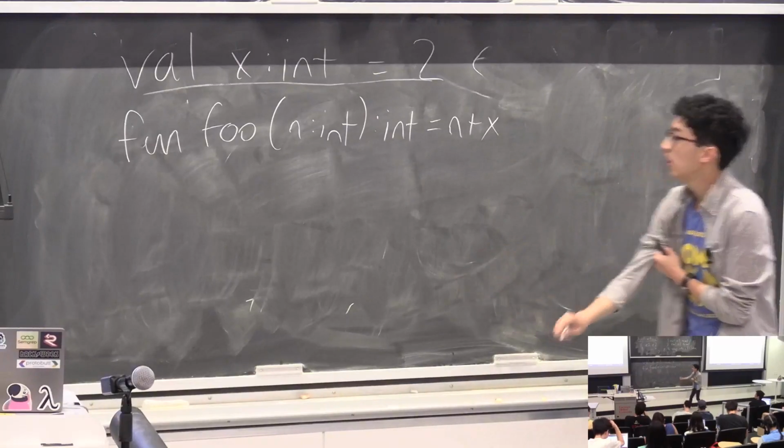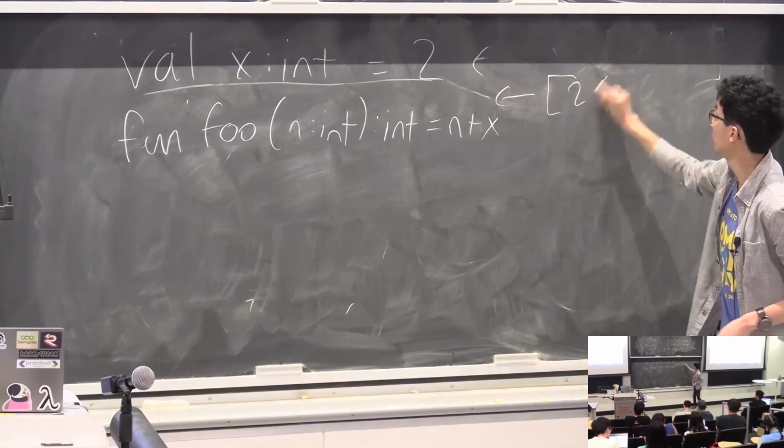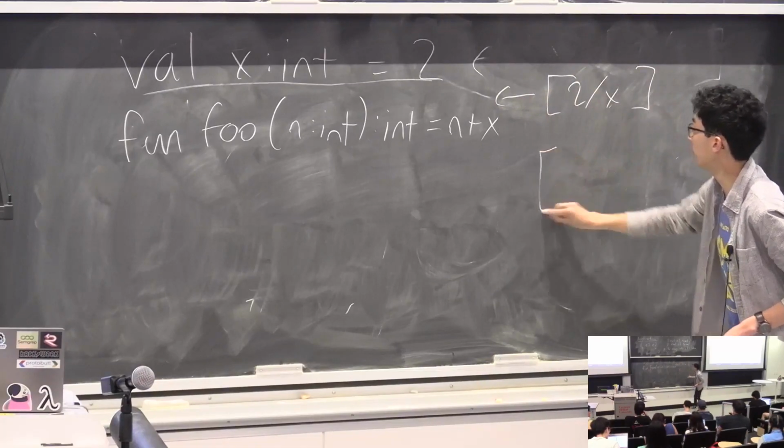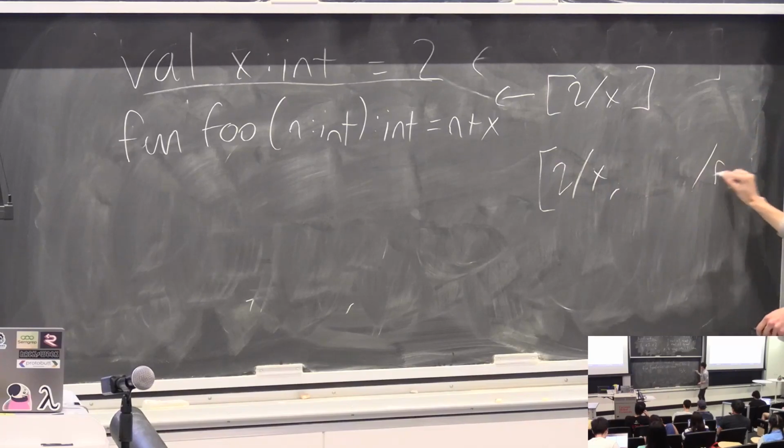My point is that when we're trying to think about how to denote the environment here, so this is here, 2/x, what do we write as the thing that we have bound to foo?